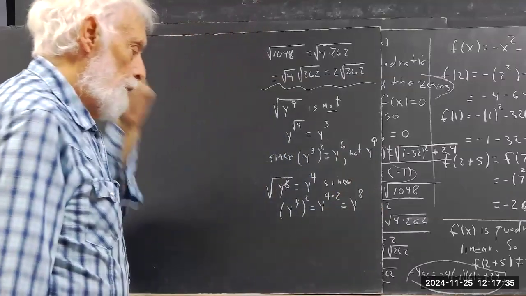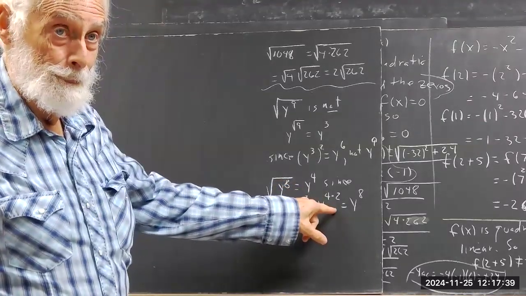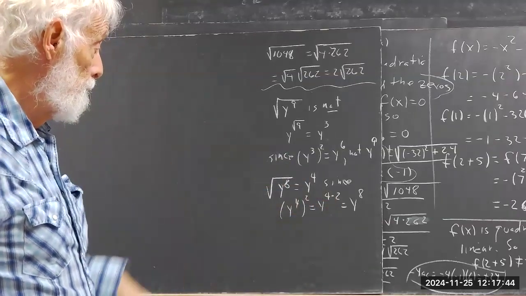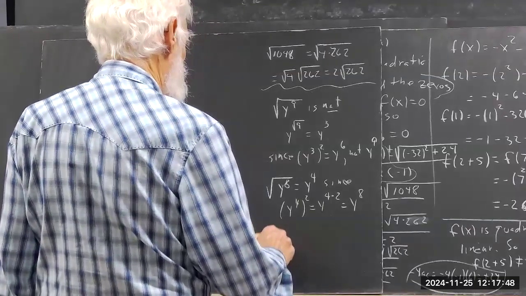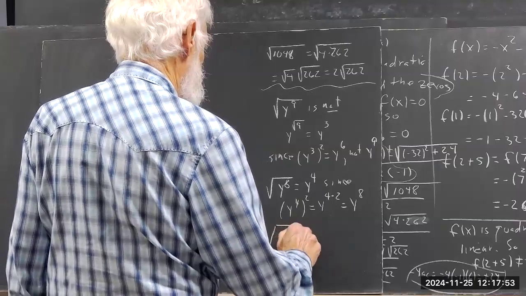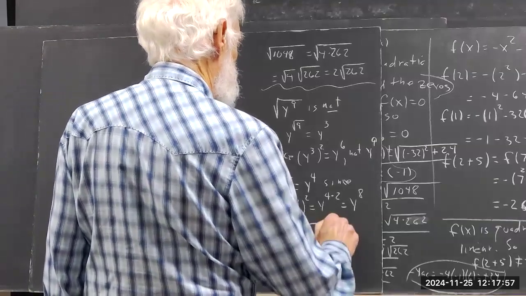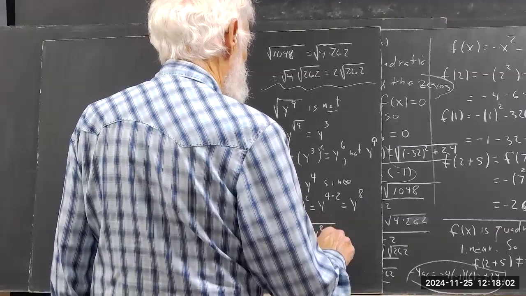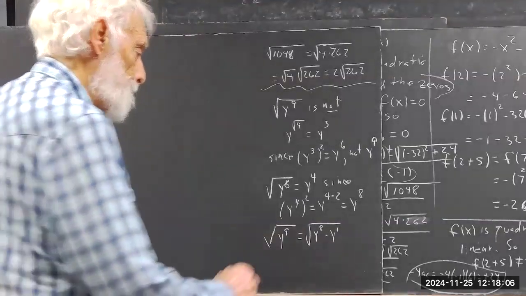And of course, your rule for a power of a power is you multiply the two powers. Okay. Now I'm going to write what I started to write before. The square root of y to the 9th can be written as the square root of y to the 8th times y to the 1st. And of course, I could just write that as y.